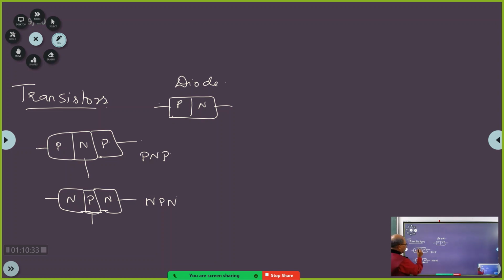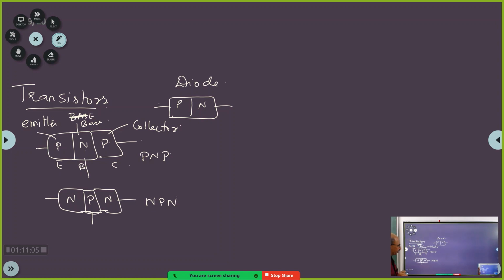Now, either this or this, the center layer is called the base. And this one is called the collector. And this one is called the emitter. Okay, so it is emitter, base, collector. Clear?